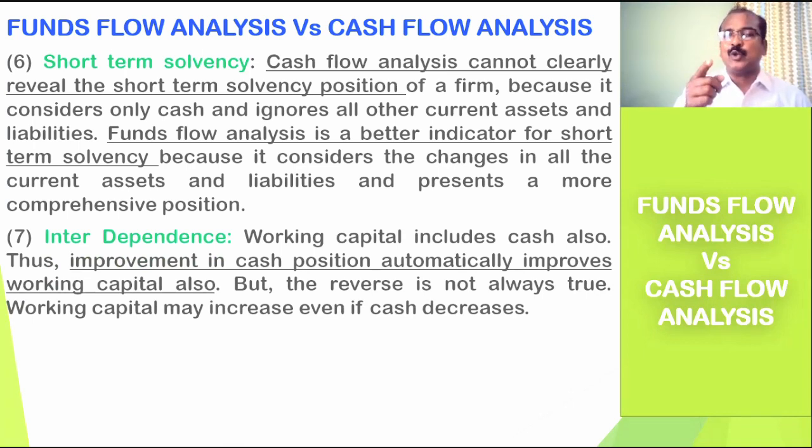Seventh point of difference is interdependence. Working capital includes cash also, but the reverse is not correct. Thus, improvement in cash position automatically improves working capital also. Working capital may increase even if cash decreases. That is why he said the reverse is not true always.